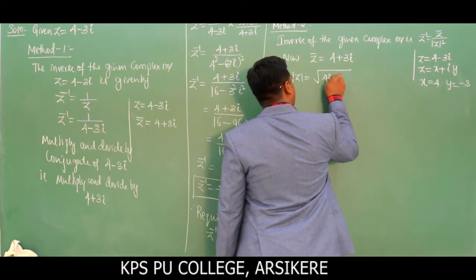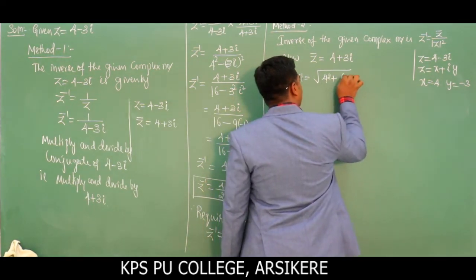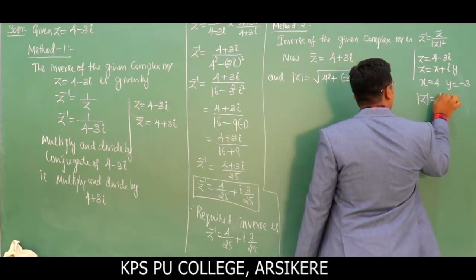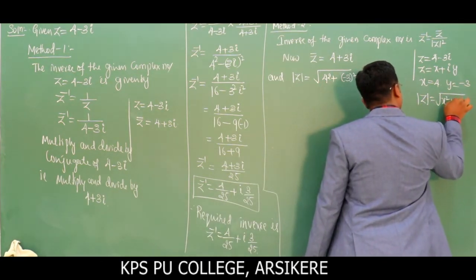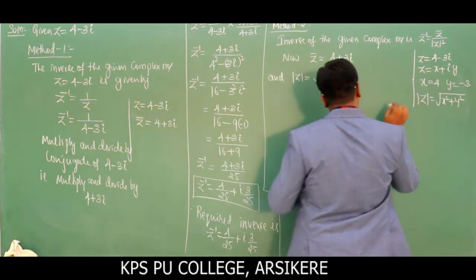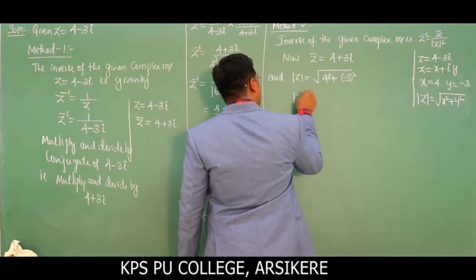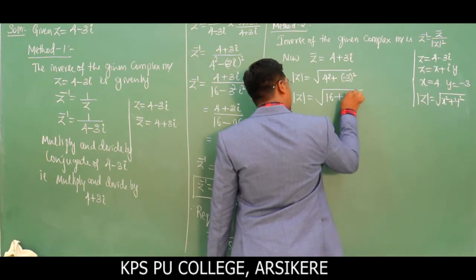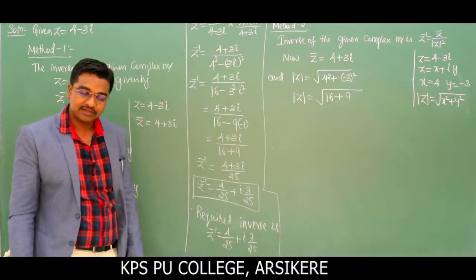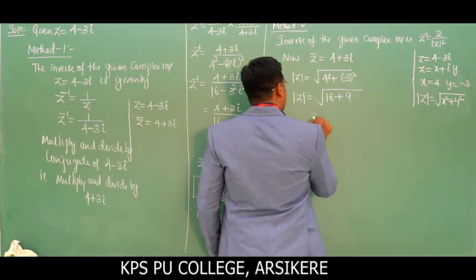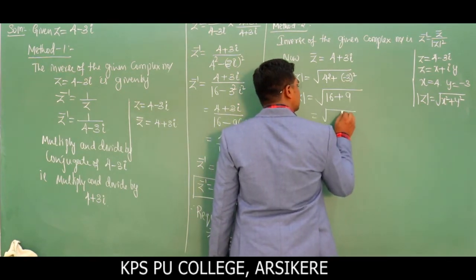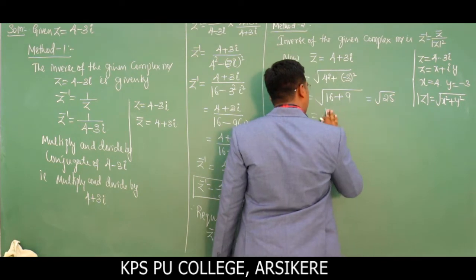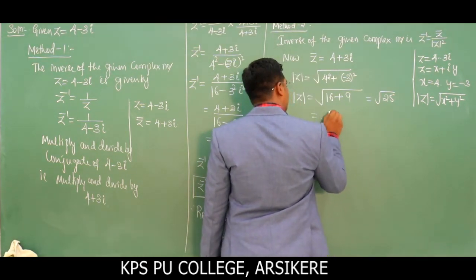4 square plus minus 3 whole square. You can write it. Mod of Z is equal to root of x square plus y square. So mod Z is equal to root of 16 plus 9. Very good. Therefore root of 16 plus 9 is root 25. This is nothing but 5.